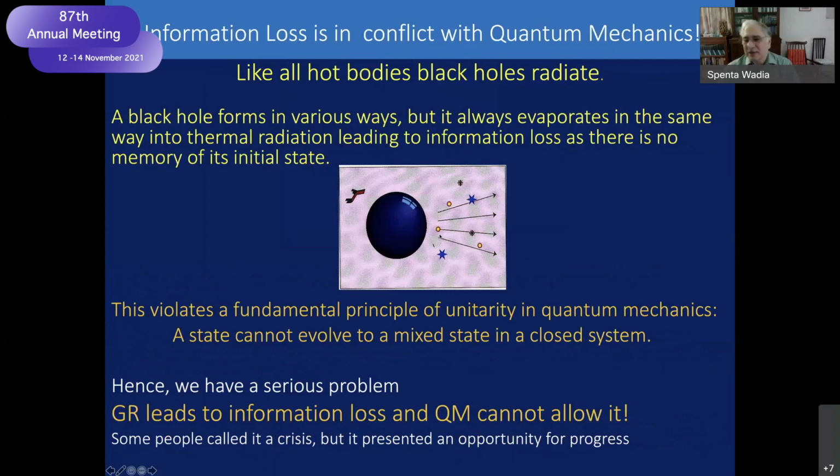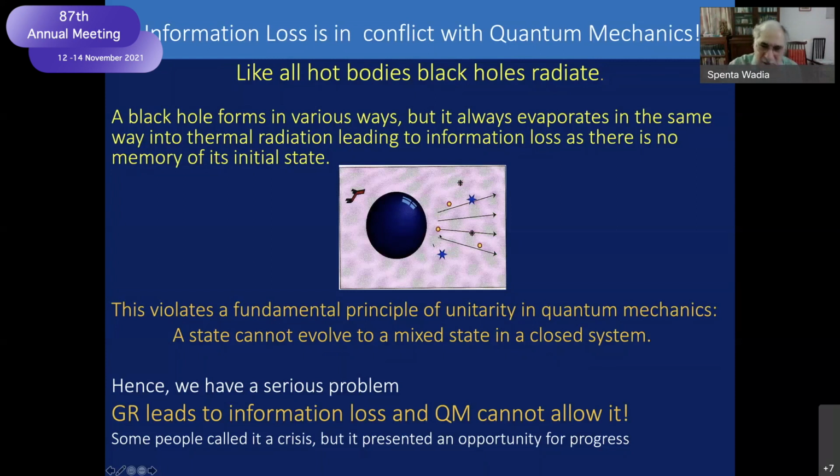Now, given this great calculation of Hawking, it creates trouble. The trouble was first announced by Hawking. Hawking believed that quantum mechanics will have to be modified and not general relativity, because of what I'm just about to say. So like all hot bodies, black holes radiate. A black hole forms in various ways, as I said, but it always evaporates in the same way, into thermal radiation, leading to information loss. Because once it evaporates, there's no memory of how it was formed. The state which formed it, there is no memory of it.